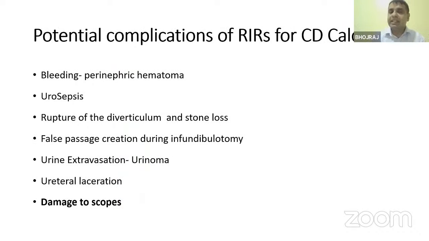So keep in mind that RIRS is not devoid of complications, because calyceal diverticular calculi are one of the complicated forms of stone disease, though it's a rare one. A few of the complications that we should always keep in mind are bleeding and perinephric hematoma, urosepsis, rupture of the diverticulum and loss of the stone, false passage creation during infundibulotomy, urine extravasation and urinoma, ureteral laceration, and most important, damage to the scopes also does happen, because this is detrimental to the patient and detrimental to the institute and us also.